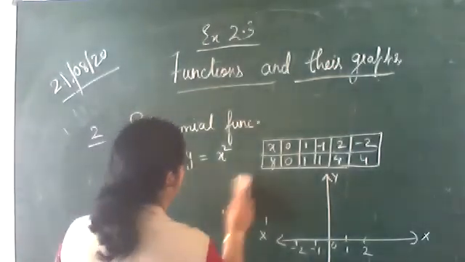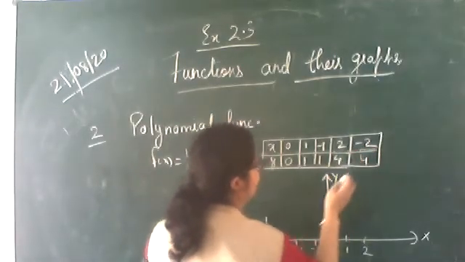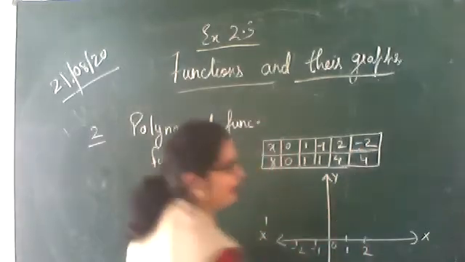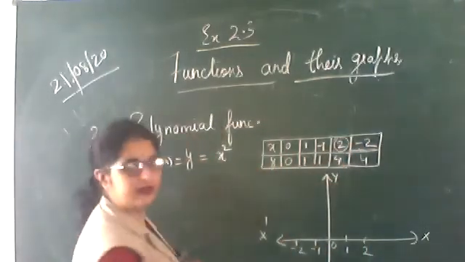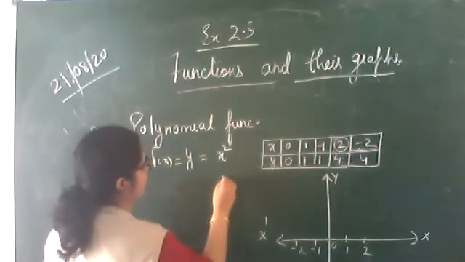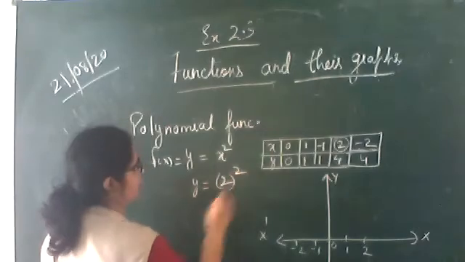Just see, the second last one, this one. Yes, ma'am. Just see, when I put x is equal to 2, y will be equal to what? 2 square.